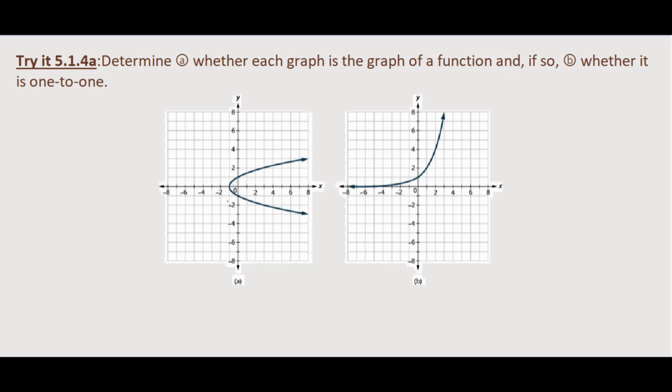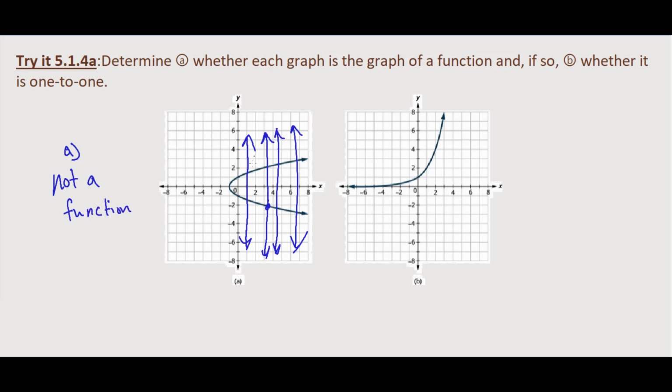So first off, let's look at part A. Is it a function? Well, if you'll notice, it does not pass the vertical line test. We can draw vertical lines pretty much everywhere on this curve, and it's going to pass through more than one point on the curve. That means it doesn't pass the vertical line test, which means that it is not a function. So A is not a function.